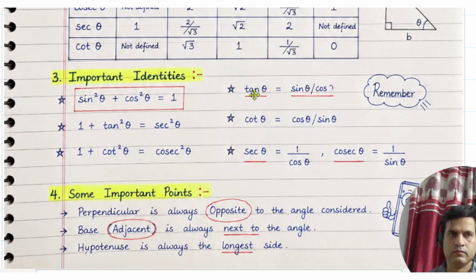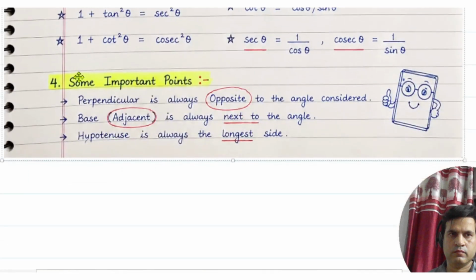We also know tan theta is sine theta upon cos theta, and cot theta is cos theta upon sine theta, sec is 1 by cos, and cosec is 1 by sine. And some important points: the perpendicular is always opposite to the angle considered, the base is adjacent, always next to the angle, and the hypotenuse is always the longest side.